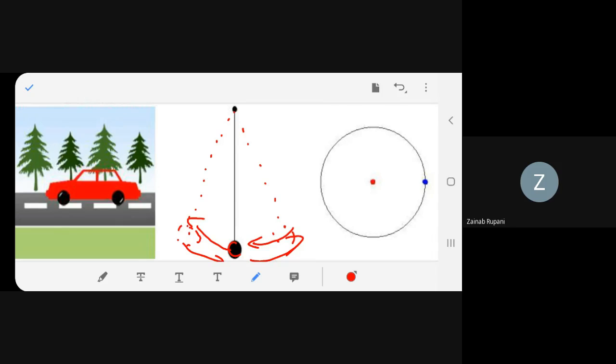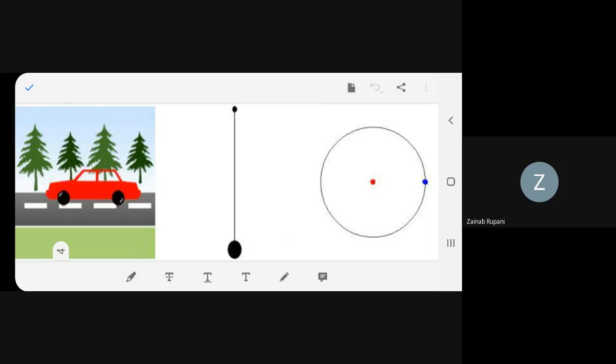Right? Now we come to circular motion. This is the sun and this is the earth. Or you can say this is the earth and this is the moon. What do you say? You can take anything, isn't it?